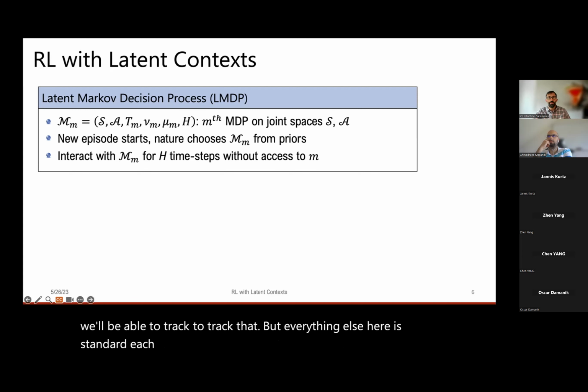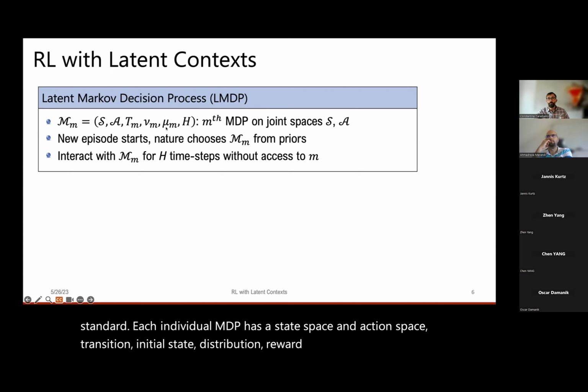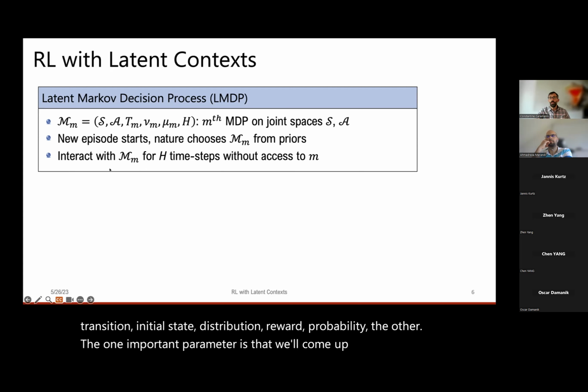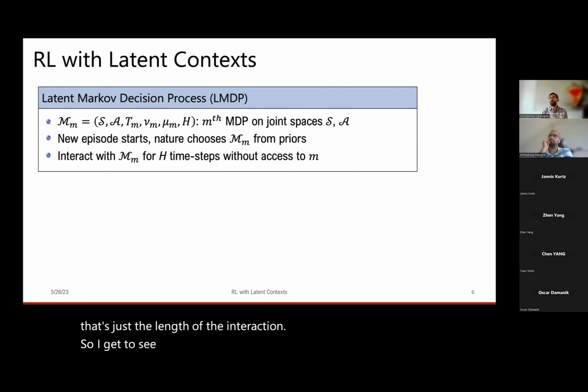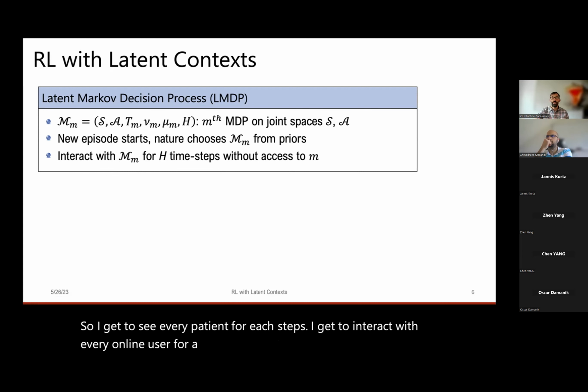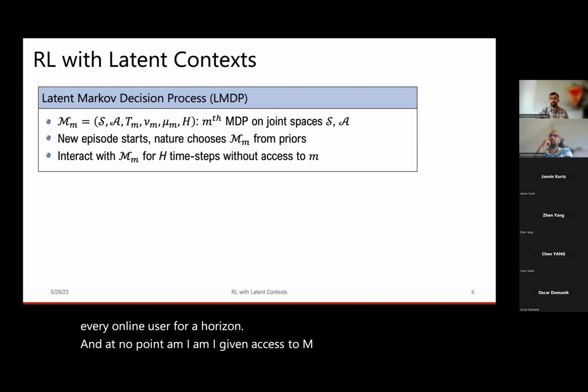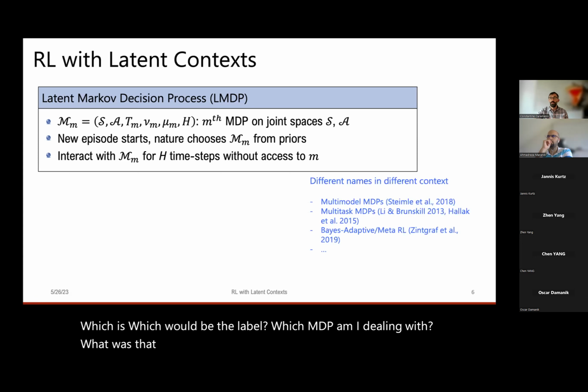Each individual MDP has a state space, an action space, transition, initial state distribution, and reward probability. The one important parameter that will come up again is H, which is just the length of the interaction. So I get to see every patient for H steps. I get to interact with every online user for a horizon H. And at no point am I given access to M, the label of which MDP I am dealing with. What was that hidden label?